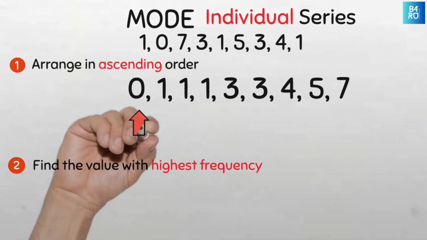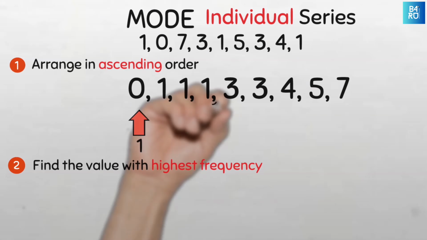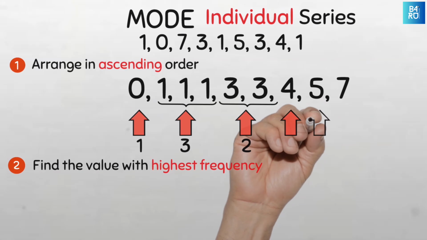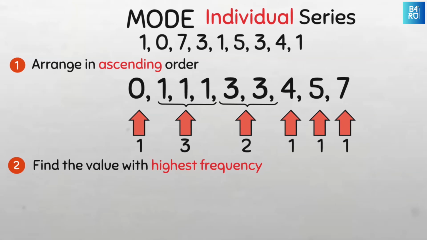For the first value, 0, it occurs only one time. For the second value, 1, it occurs 3 times. 3 occurs 2 times, while the fourth, fifth, and sixth values each occurred only once. So we can see clearly that the highest frequency is 3 and the value with the highest frequency is 1. So the mode number of visits is 1 visit.